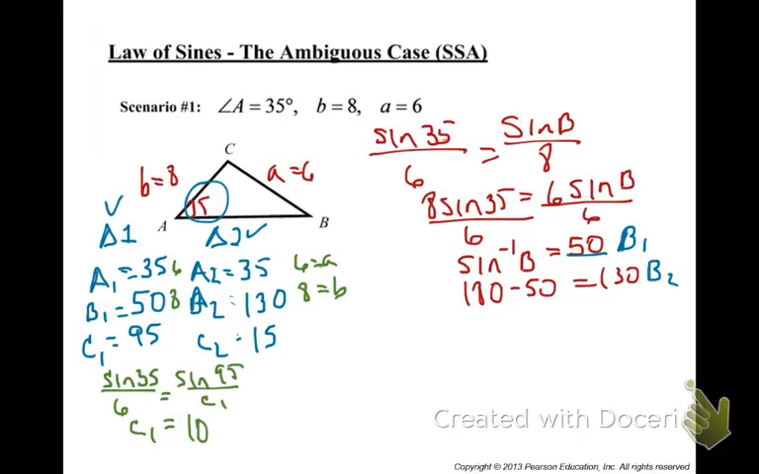So little c1 was 10.4, what would you say, 42? Yeah. So 10.4, okay. Now let's do little c2.